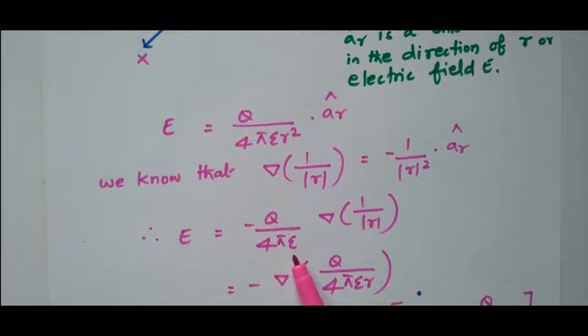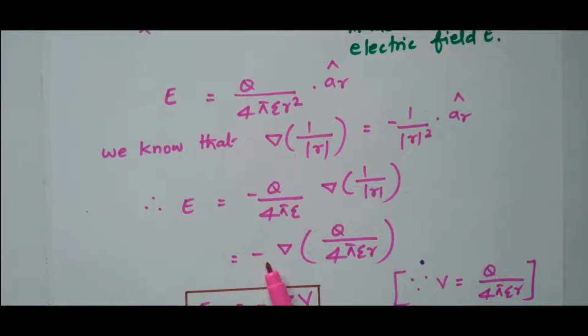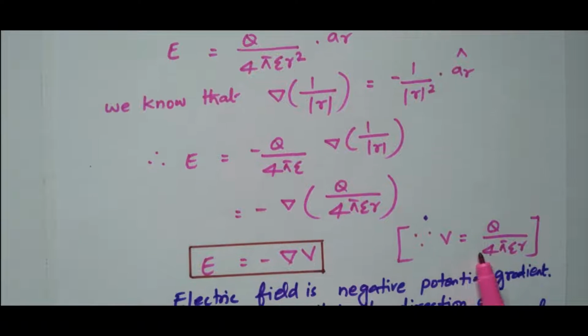Q divided by 4 pi epsilon. Right. This 1 by r square is now replaced by del of 1 by r. So by simplifying we can write minus del of Q divided by 4 pi epsilon r. What is Q divided by 4 pi epsilon r? That is nothing but potential V. Right? So now we can replace this as V, so that E equal to minus del V. So finally what we got? Electric field intensity equal to minus del V.